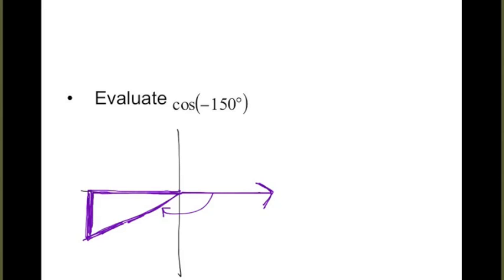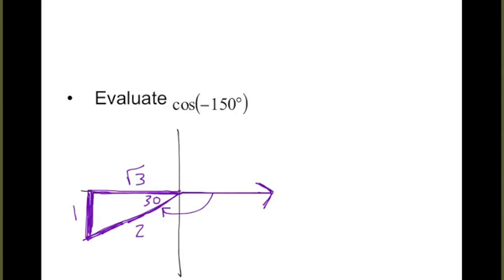How big is our reference angle? 30. 150 is 30 before we get to the 180. Across from the 30 goes 1. Hypotenuse is 2, and across from the 60 goes square root of 3. The horizontal side of this triangle is the square root of 3.